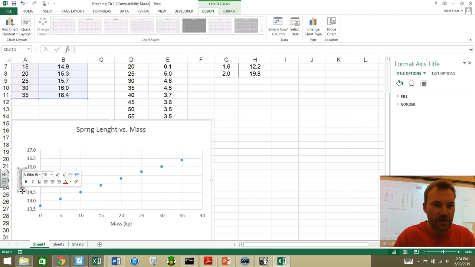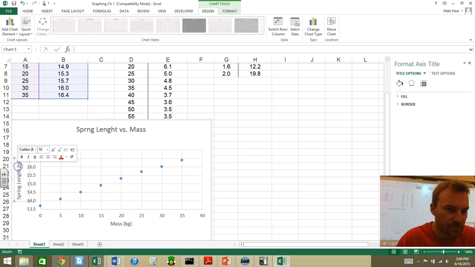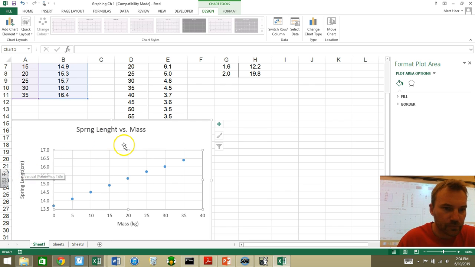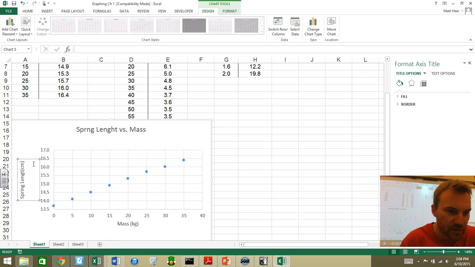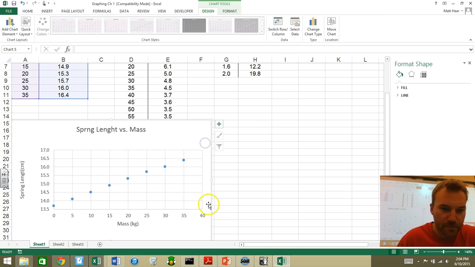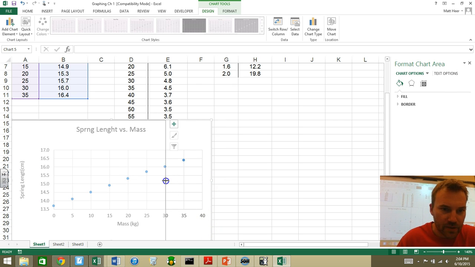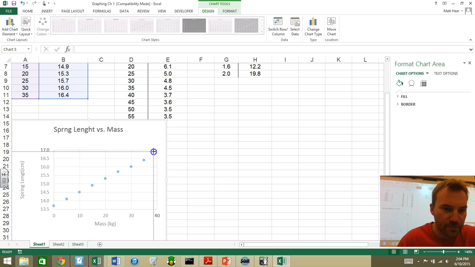And we're going to label this spring length in meters. I think, oh, centimeters. This is not cooperating, that's for sure. Well, that's okay. So here's my first one. I can resize it to whatever I want.